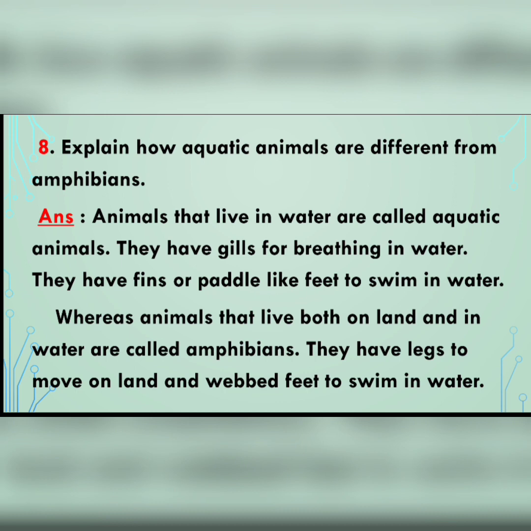Then next, question number D8. Explain how aquatic animals are different from amphibians. The answer is animals that live in water are called aquatic animals. They have gills for breathing in water. They have fins or paddle-like feet to swim in water. Whereas animals that live both on land and in water are called amphibians. They have legs to move on land and webbed feet to swim in water.